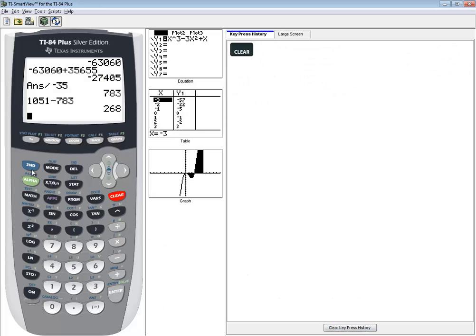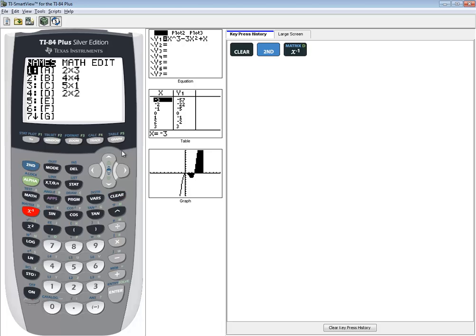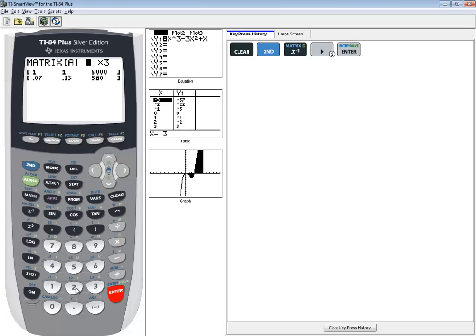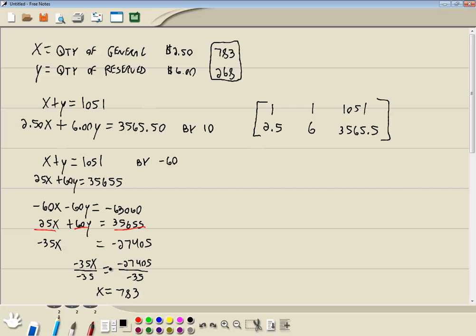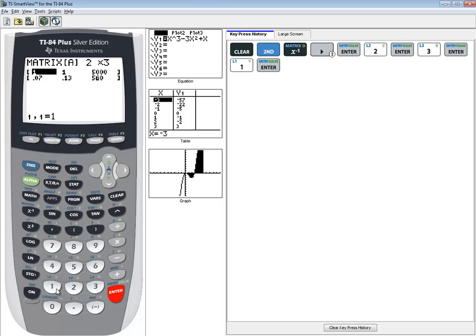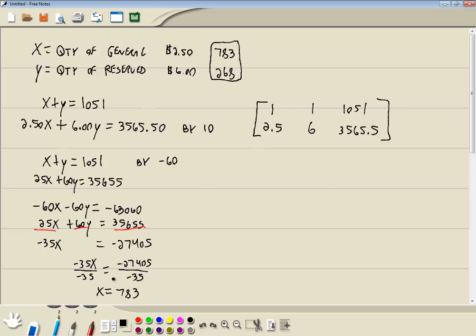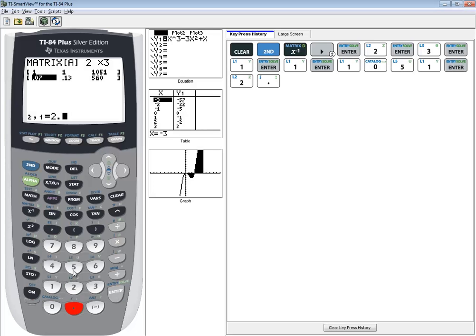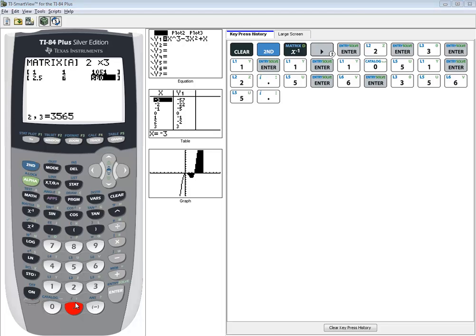Okay, so I'm going to do second, x negative 1. That's actually your inverse button. Right arrow twice over to edit, or left arrow once. Enter on A. It's a 2 by 3, rows by columns. So I do 2 enter, 3 enter. And we got 1 enter, 1 enter, 1051 enter. 2.5 enter, 6 enter. 3565.5 enter.